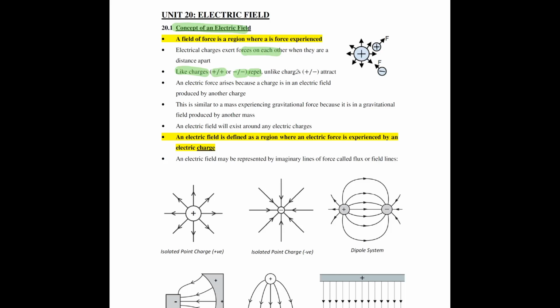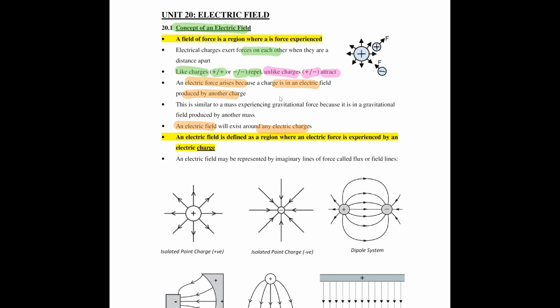But if they're unlike charges, meaning one of them is positive, one of them is negative, they will tend to attract. Now, this electric force arises because there's a charge inside the electric field produced by another charge. Normally, an electric field will exist around any electrical charges. If you put one charge inside the electric field of another charge, it will tend to experience an electric force.